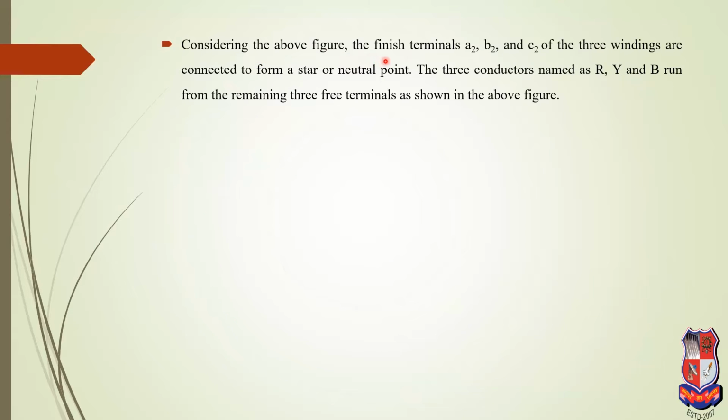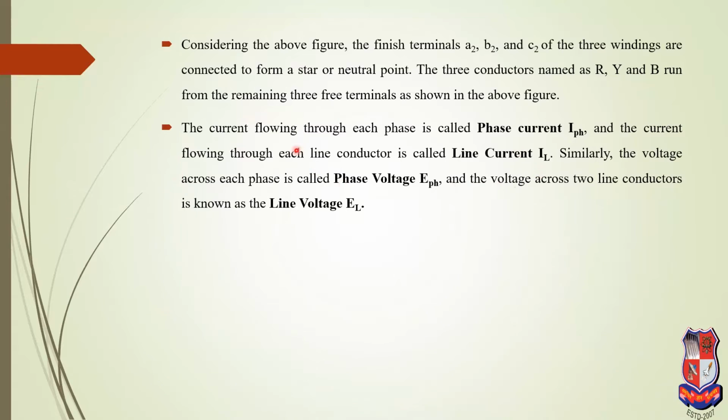Consider the above figure. The finished terminals A2, B2, C2, that means the last terminals of the three phase windings, are connected to form the star or neutral point. The three conductors named R, Y, B run from the remaining three phase terminals as shown in the figure. The current flowing through each phase is called the phase current. The current flowing through the line conductor is called the line current. Similarly, the voltage across any phase is called the phase voltage, and the voltage across any two line conductors is known as the line voltage.